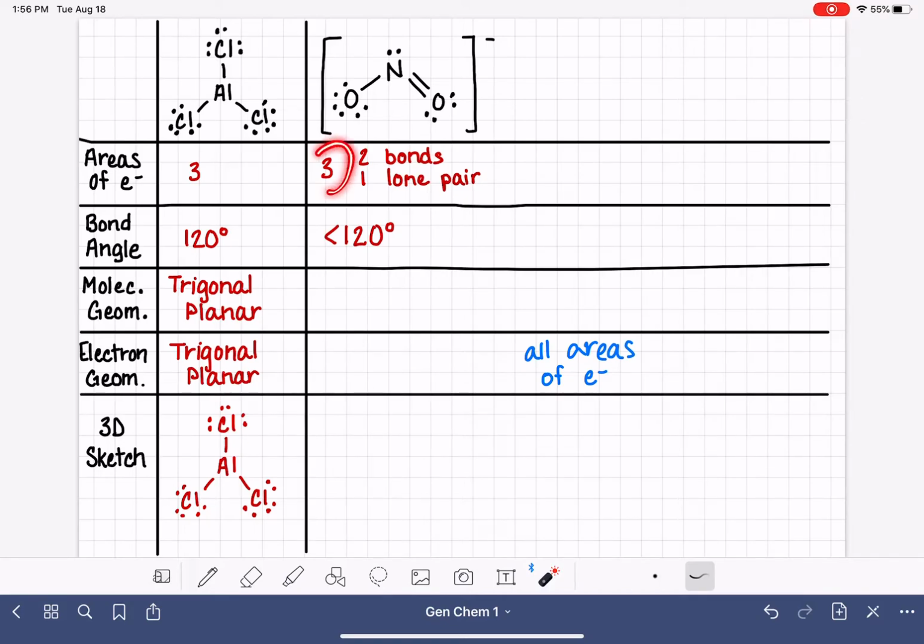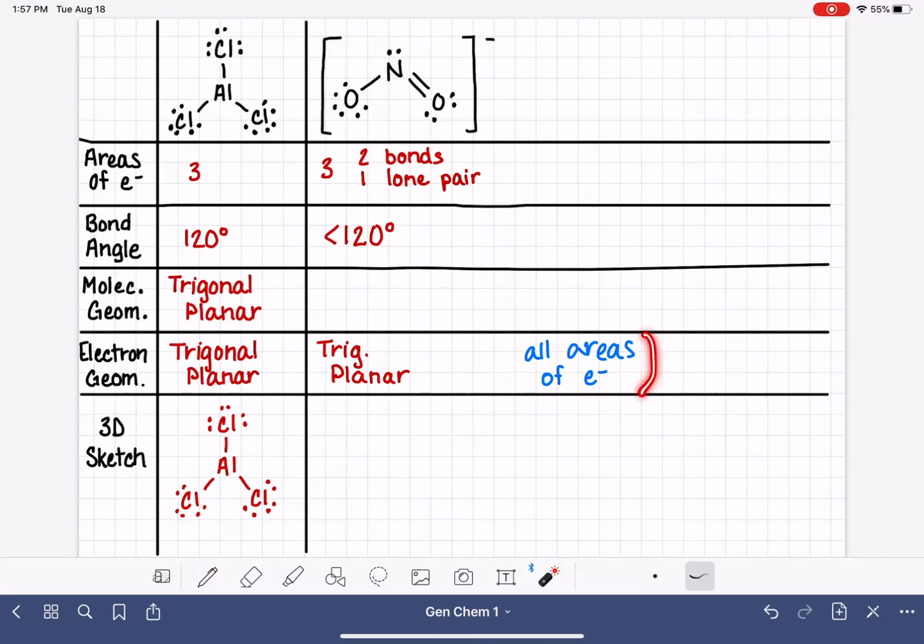Now the total number of areas of electrons for the nitrite ion is 3, and therefore the electron geometry for the nitrite ion is trigonal planar. Anytime we have 3 areas of electrons, it does not matter if those are bonds or lone pairs or what they might be.